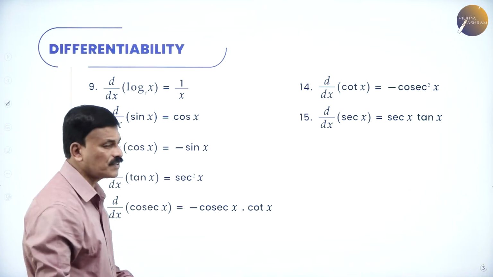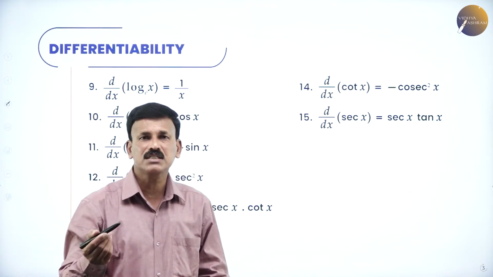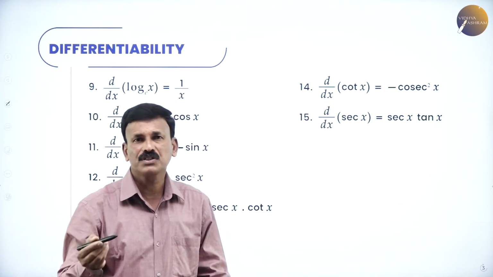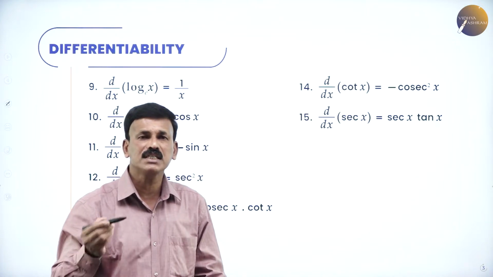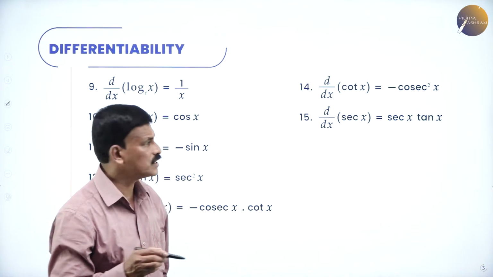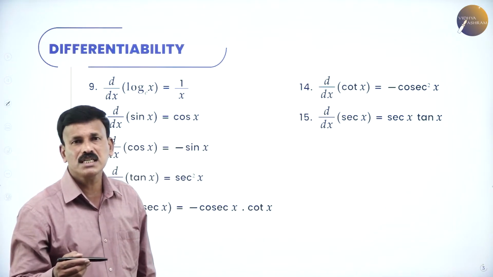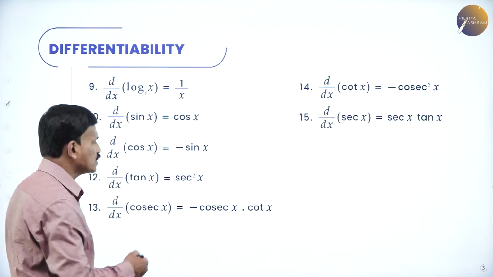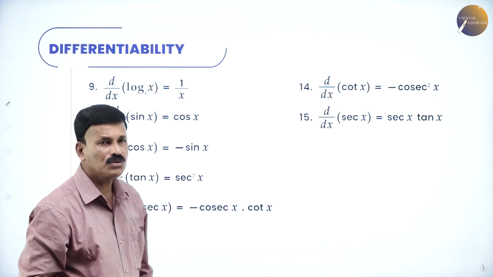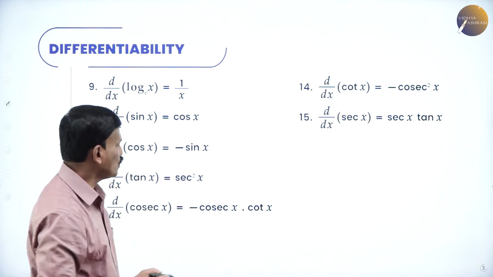So these are the differentiations of trigonometric functions. d by dx of sin x is cos x, the derivative of cos x is minus sin x, the derivative of tan x is secant square x, the derivative of cot x is minus cosecant square x, and the derivative of secant x is secant x tan x, and the derivative of cosecant x is minus cosecant x into cot x, whereas d by dx of log x to base c is always equal to 1 over x.